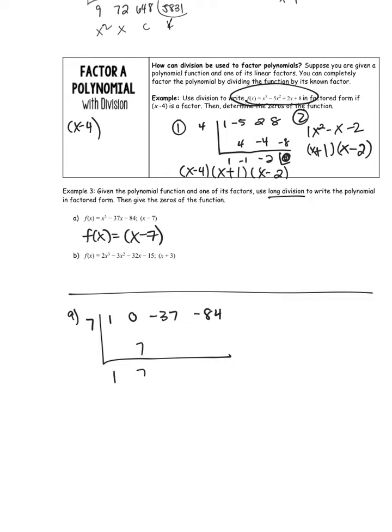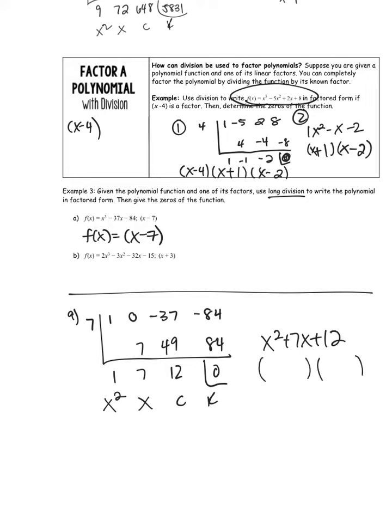So 1, 7, 7, 49, 12, 84, 0. So we're left with x squared plus 7x plus 12. That factors to 3 and 4. X plus 3, x plus 4. So this factors to x plus 3, x plus 4. Alright.